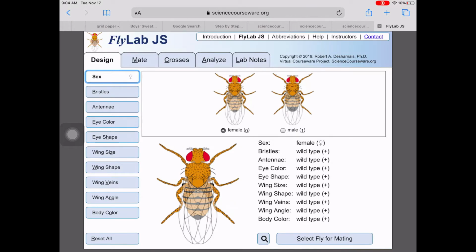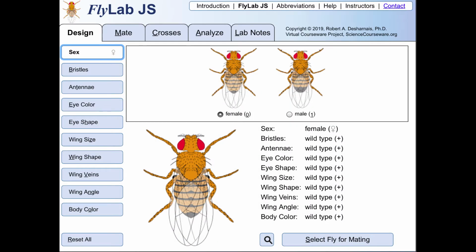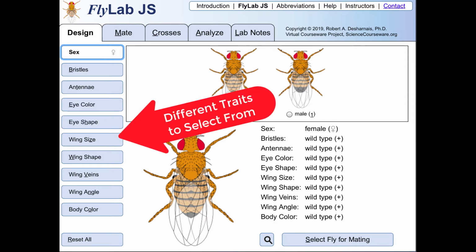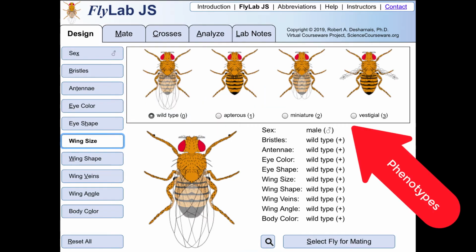Select the Fly Lab JS, which stands for JavaScript option, and on the web page you will see displayed several options. Students can select between male and female, and then select from several traits. Once the trait is selected, the different phenotypes will be displayed above the fly.